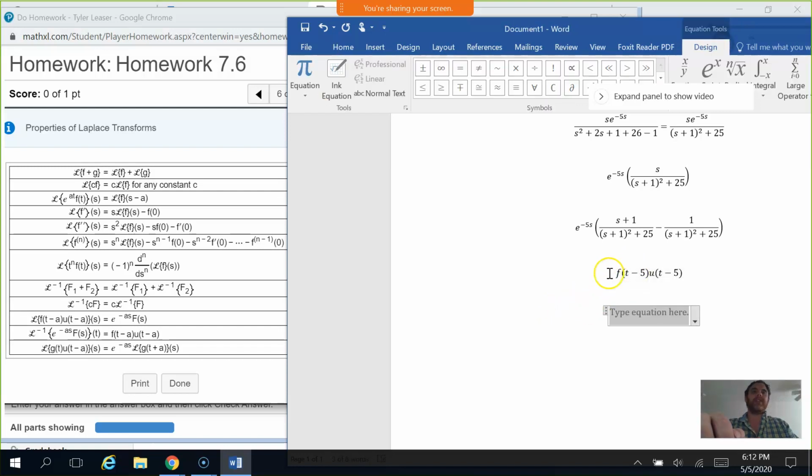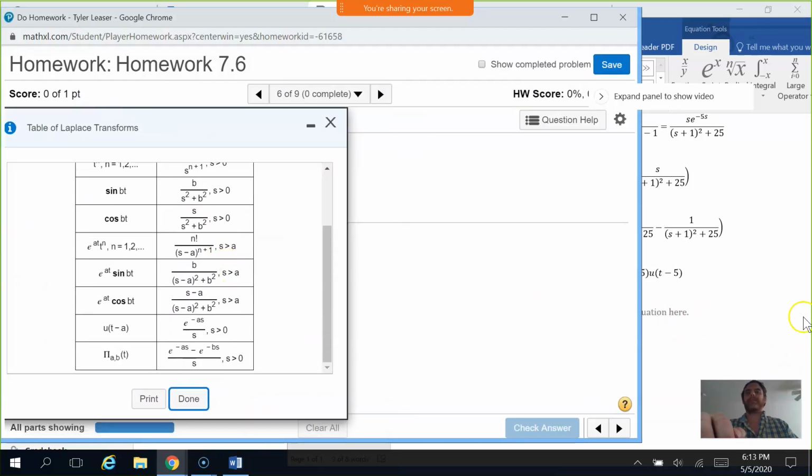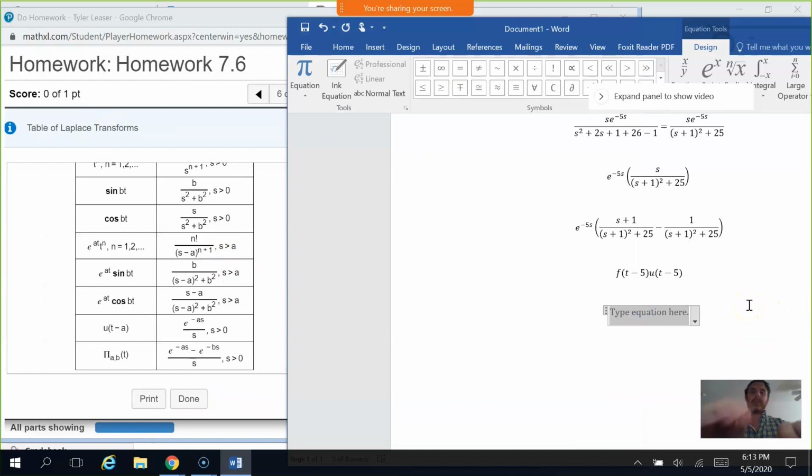Now the function that we're talking about, that's the inverse functions that we get from these two. So going back over to the other table, what we're going to have is that this function, plugging in t minus 5, comes from these two terms, and I'm just going to leave the u t minus 5 on the back end. So this first one, that was the cosine one here, where the a is a negative 1, and then the b is going to be 5.